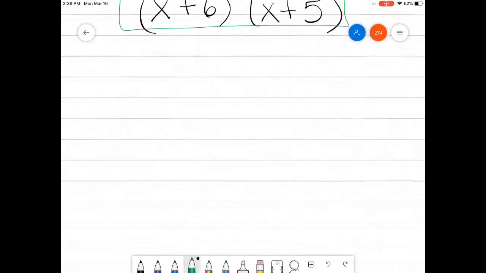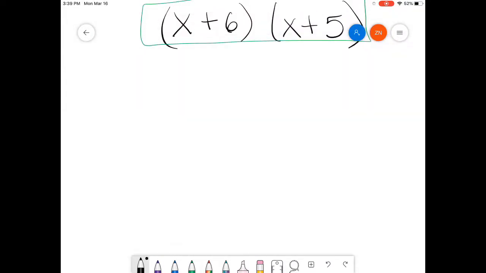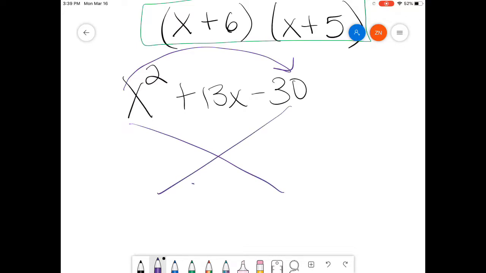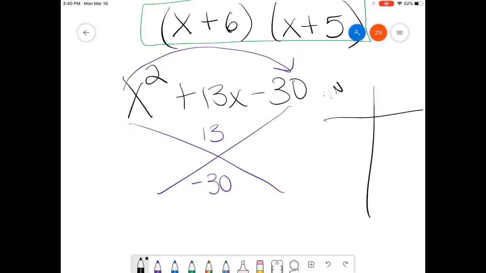Next example. Let's take a look at x squared plus 13x minus 30. Hopefully you're repeating this back with me. A times c, drop down b. Now work it out. Two numbers that multiply to give me negative 30, but add to give me 13.